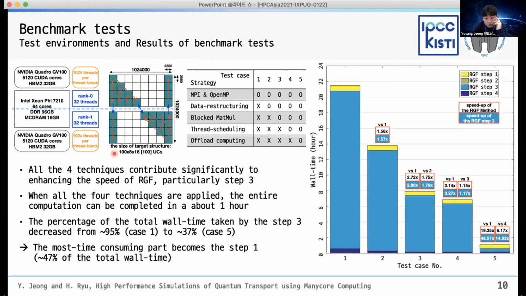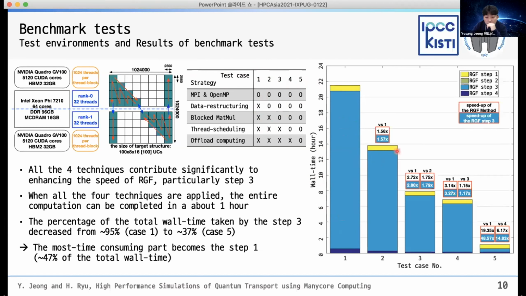For examination of the effect of 4 strategies, 4 techniques, we conducted benchmark tests by classifying them into 5 cases, according to plans summarized in this table. So the results of case 1 show that the end-to-end work time is larger than 21 hours, and almost 95% of this time is occupied by step 3.